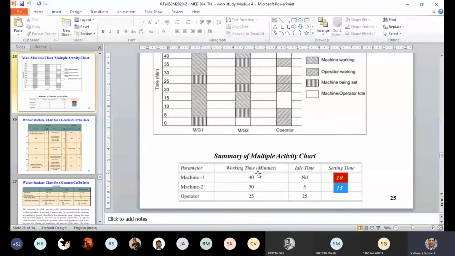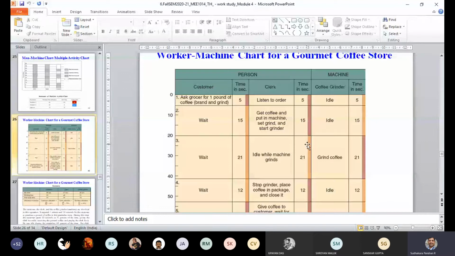These examples are for some manufacturing industries where you do turning, milling, thread cutting, grinding, such operations. Whereas in the next example, I have given a service-oriented industry. You can look at this work-machine chart. It is the same thing, but for a coffee store.